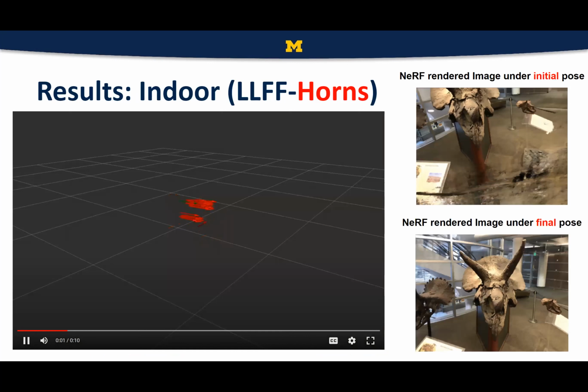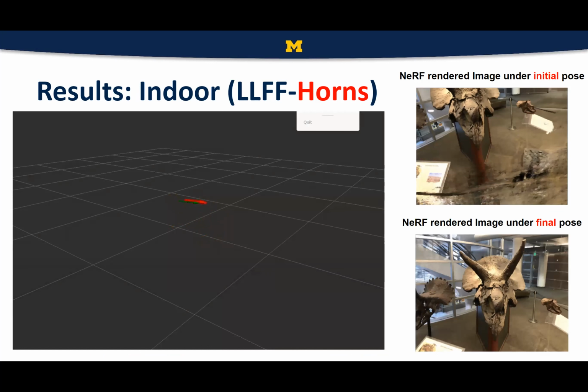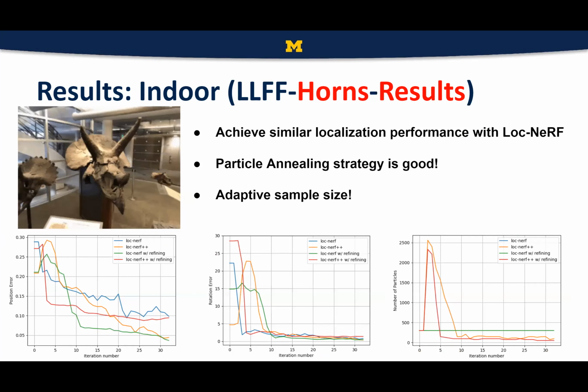We use ROS to run our experiments and RViz to visualize our localization results. As shown in this video, as time goes on, the particle number decreases rapidly and finally converges to the ground truth pose. The top right picture depicts the NeRF rendered image on the initial pose computed by the weighted average of all the particles, while the bottom right one depicts the rendered image on the final pose.